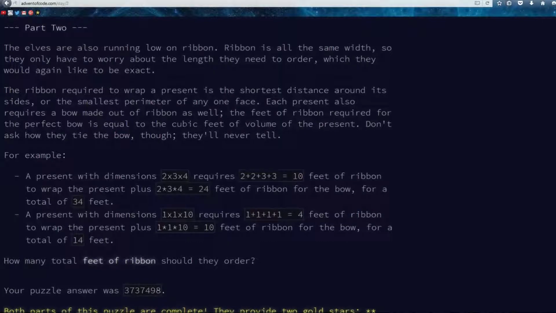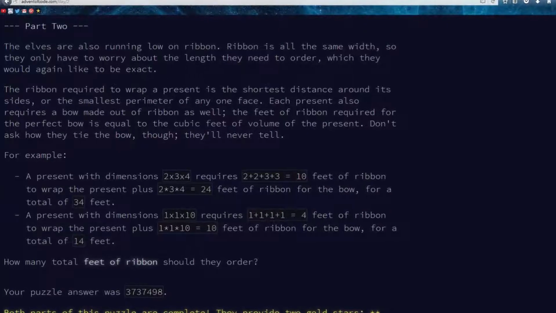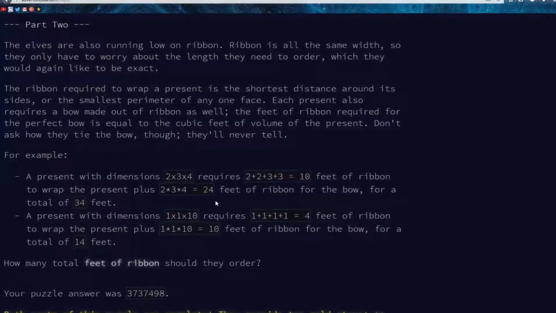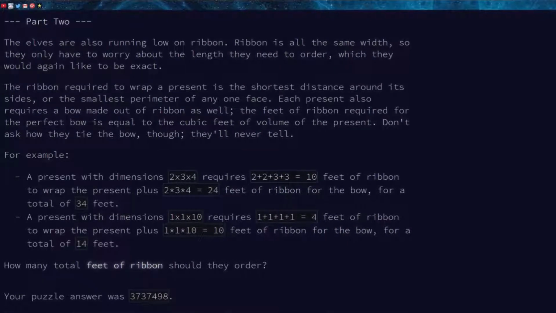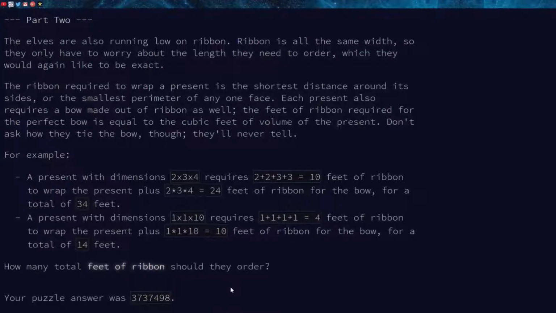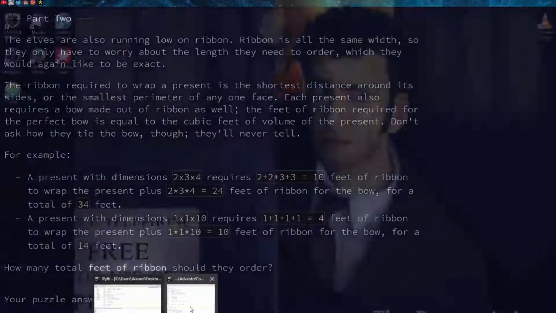Anyways, to calculate the bow, you need the cubic volume, whatever that means. Just multiply all 3 of these together. So that's pretty much what I got out of it. I got the correct answers, so let's dive right into it. Okay.